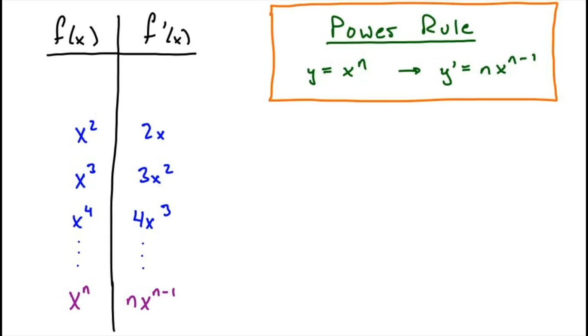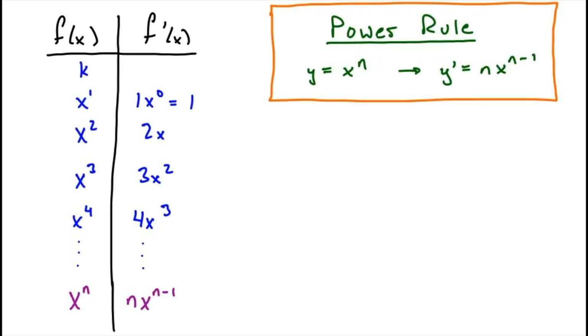Now I want to go back in this table before x squared to look at a couple simpler, more basic examples, and now that we have the pattern from x squared on, these will make a little bit more sense. So if we look at just x to the first, following the power rule, we would multiply that 1 down in front, subtract 1 from the exponent, making it now x to the 0. But we all know x to the 0 is just 1, so this is going to end up just being 1. So the derivative of x is just 1.